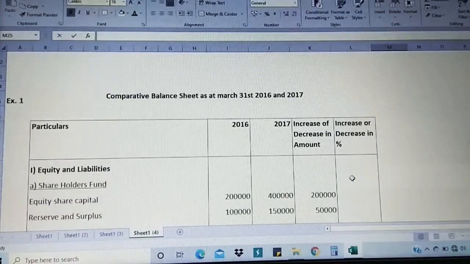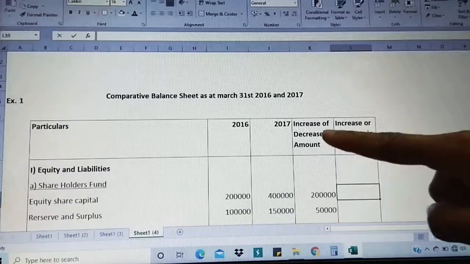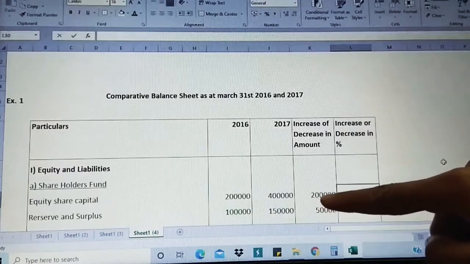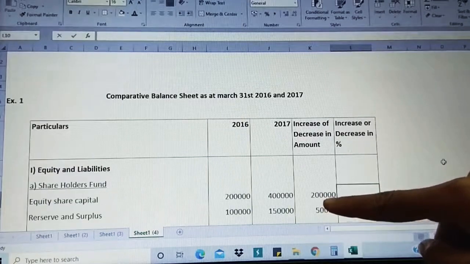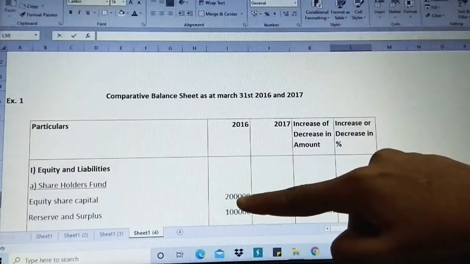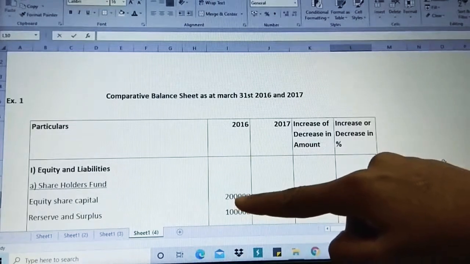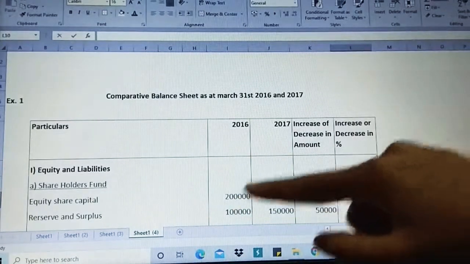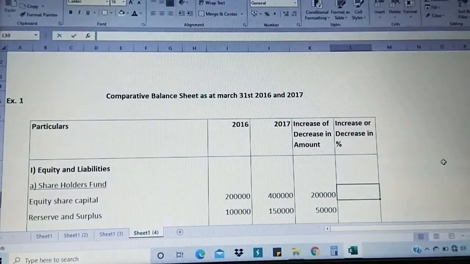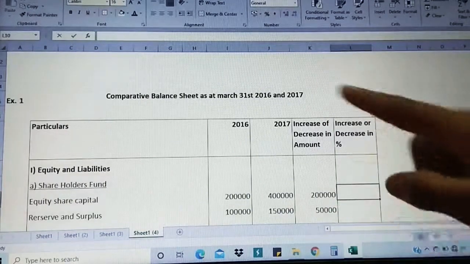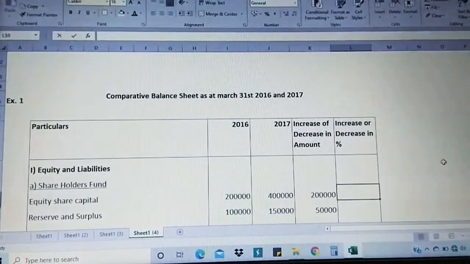Going to the last column, increase or decrease in percentage. How are we going to do this? The difference in the amount, the third column value, is to be taken as the numerator, that is 2 lakh, divided by the base year, that is the first column. This will be the numerator and each item's base value will be the denominator. If you are using the calculator, you need not multiply by 100; you will waste time. Instead, 2 lakh divided by 2 lakh, press percentage, and I get 100%.